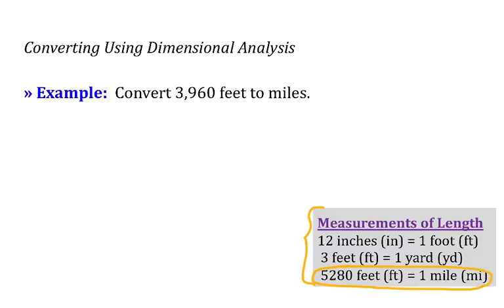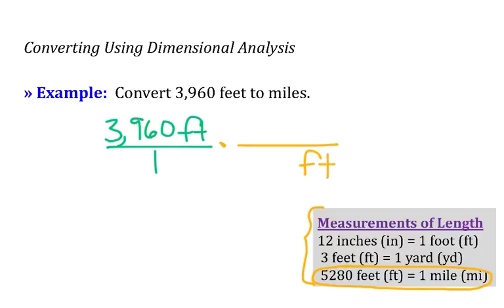So if I write out what I'm given, 3,960 feet, and I'm just going to make it feel like a fraction, and if I multiply it by my conversion factor that we just talked about, the idea here is that I want to eliminate the unit of feet and introduce the unit of miles.